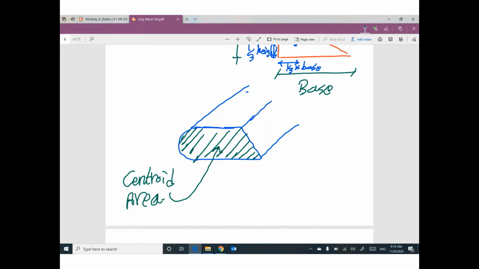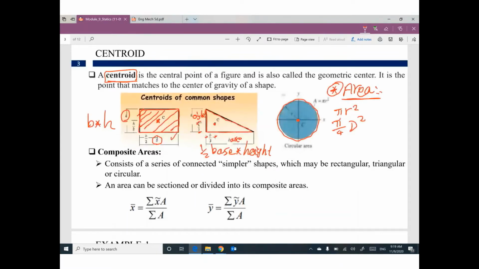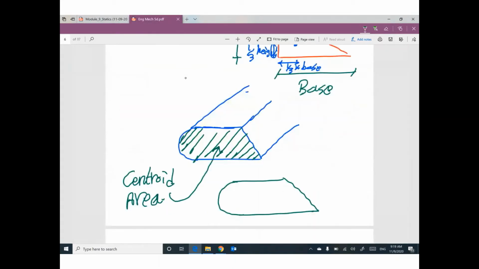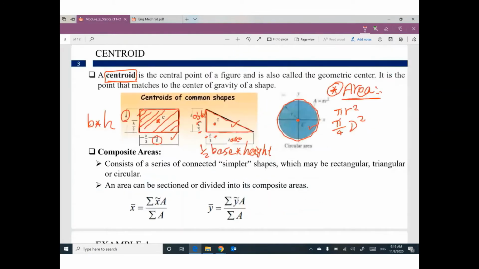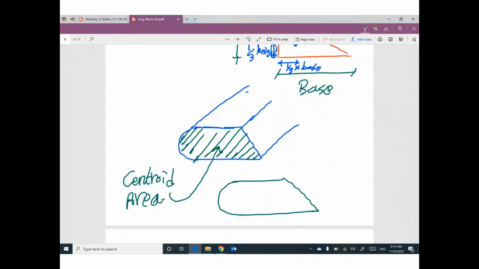I will ask you another question. Do you think this shape looks like a rectangle alone? Like a right angle triangle alone? Like a circle? No. This shape is not one of these shapes. So how can I figure out the centroid? I need a point which you call the centroid of this shape. Can you tell me where this point is?